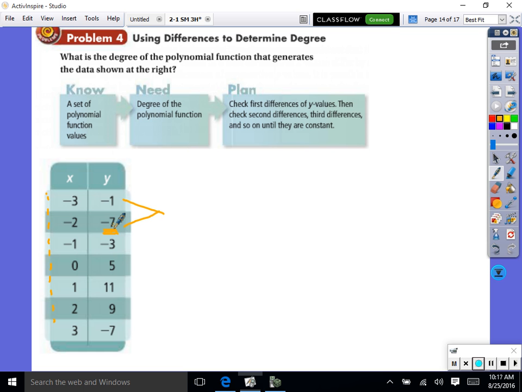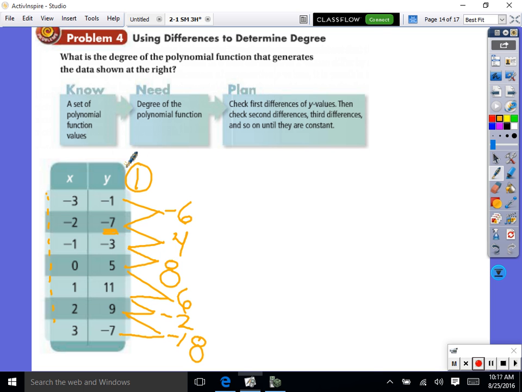-7, okay, so everybody pay attention, walk me through this. -7 minus -1 is -6, right? -3 minus -7 is +4, right, guys? 5 minus -3 is 8. See, if you even mess up on one sign, your whole thing's going to be wrong. 11 minus 5. 9 minus 11. -7 minus 9 is -18. Did we take all those correctly?